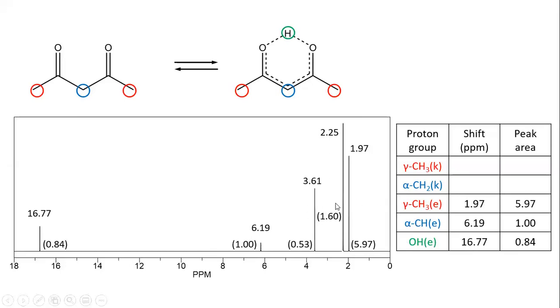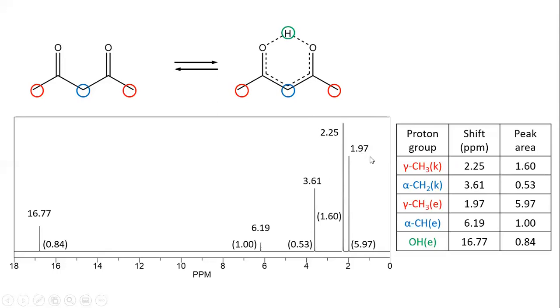So now we are left with these 2 peaks, right? And we notice immediately that this is more downfield than this. So we can immediately guess that this should belong to our CH2, and this should belong to the gamma CH3 of the keto form. And the peak ratio is about 1 to 3, which is exactly what we want, right? So let's just immediately assign them. Okay, so now we have assigned all the peaks to the groups in our compounds.